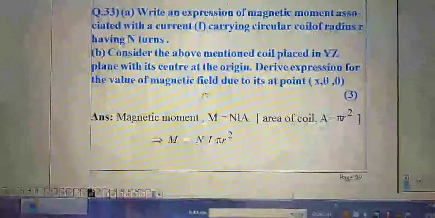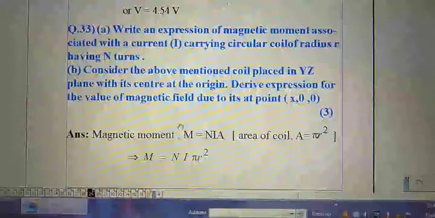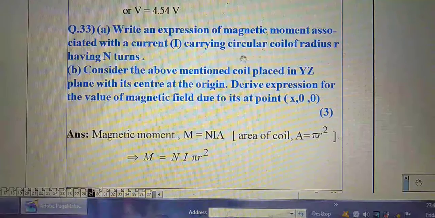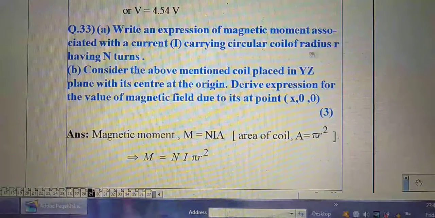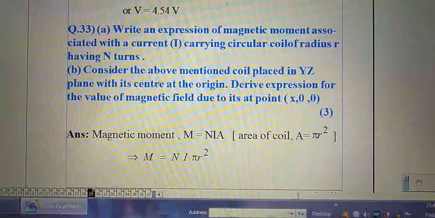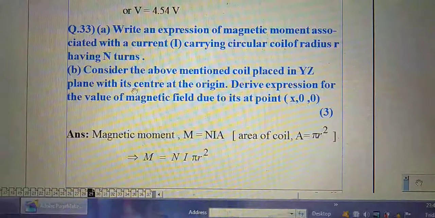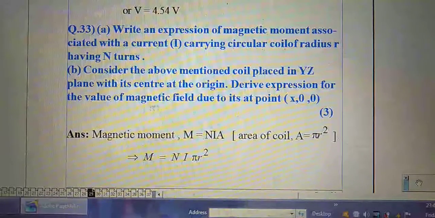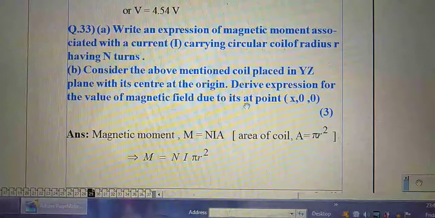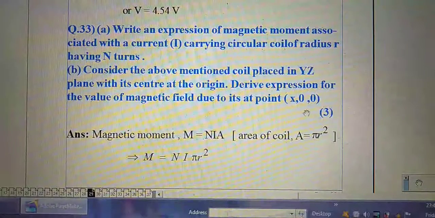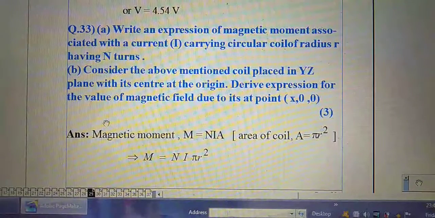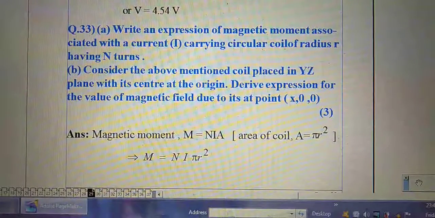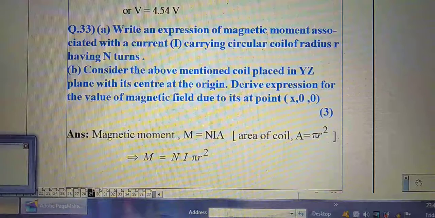Question number 33. Write an expression for the magnetic moment associated with a current I carrying circular coil of radius small r having n turns. Consider the above mentioned coil placed in the YZ plane with its center at the origin. Derive an expression for the value of the magnetic field due to it at point (x, 0, 0). The y-axis value is 0, the z-axis value is 0. So it means we have to find the magnetic field along the x-axis.